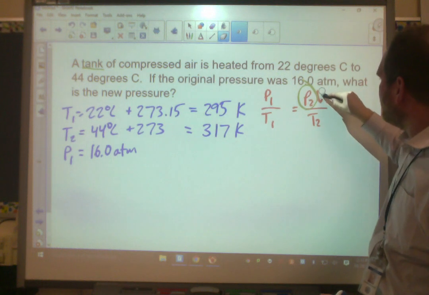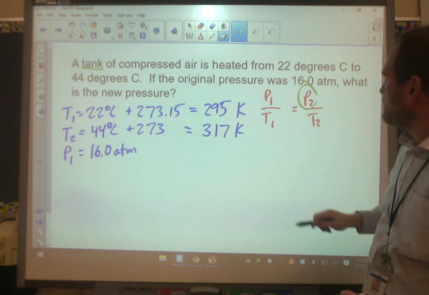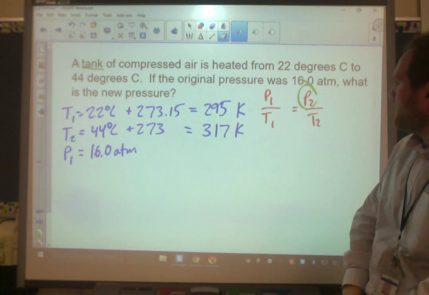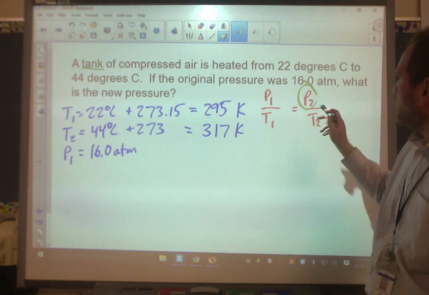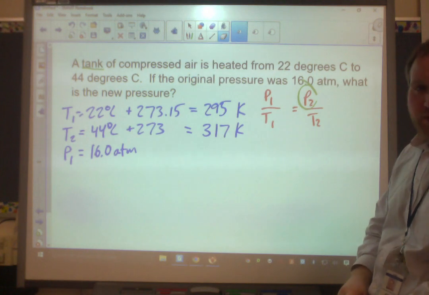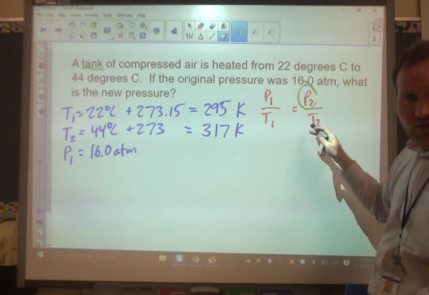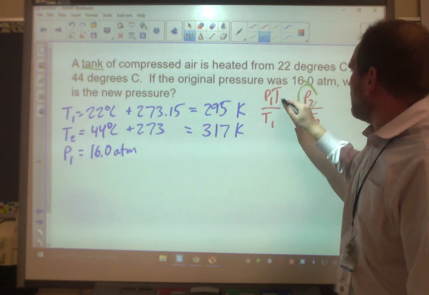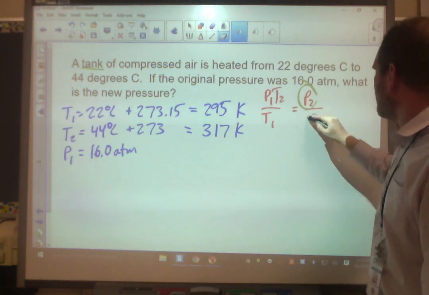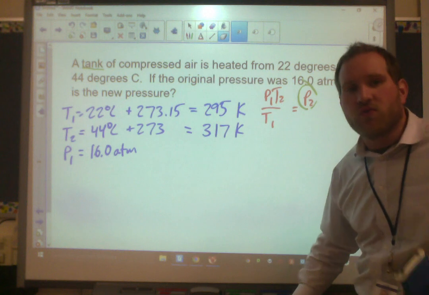So I remove both the volumes and both the number of particles. And now we can see the true formula here, where P1 over T1 equals P2 over T2. So let's get P2 by itself. How do we do that? Well, we got to get T2 out of here, so let's multiply both sides by T2. T2 is going to reappear up here and cancel out here. I always suggest you do this first.